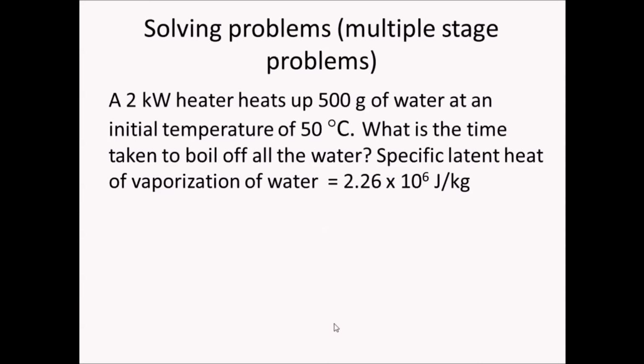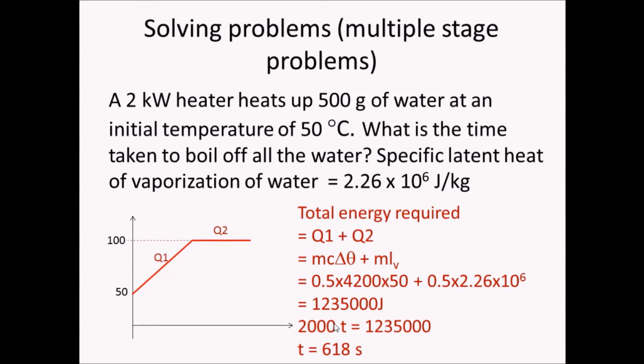Okay, I hope that you're finished. So first of all, you draw the 2-stage process again. It is heating up to 100 degrees and then after that boil. So it's 2-stage. Now if it's 2-stage, that means that you will have mcΔθ and mLv. Okay, so from there you work out it is 1.235 million joules.